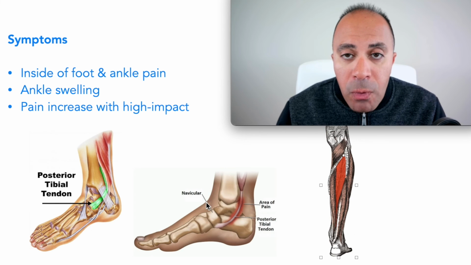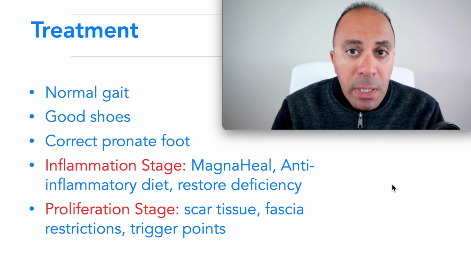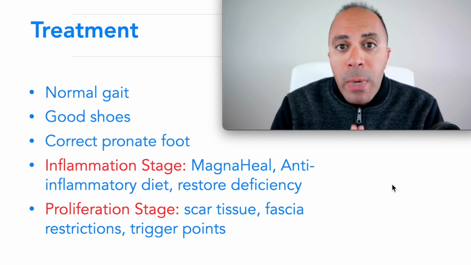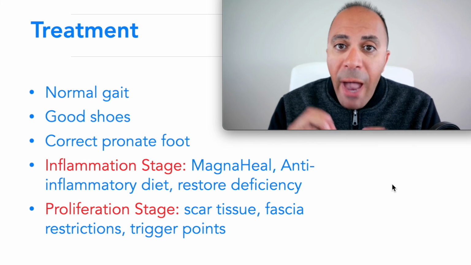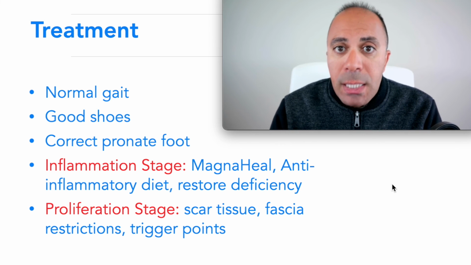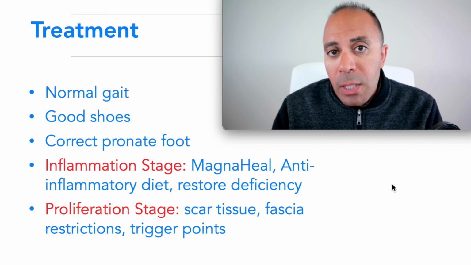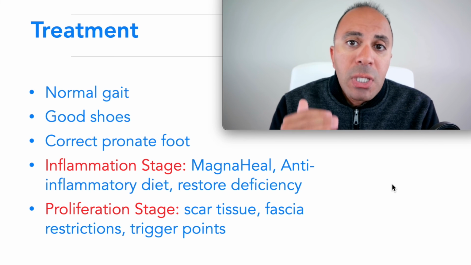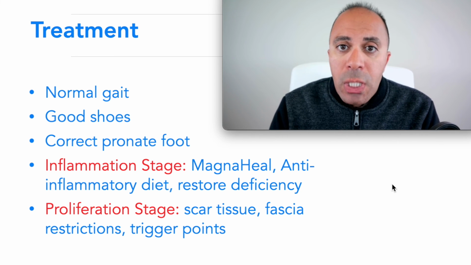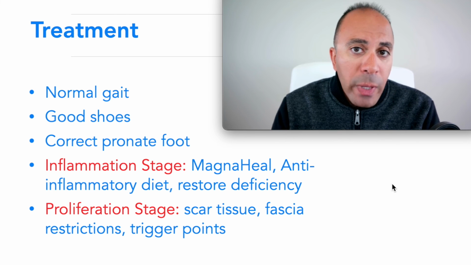So to sum it up, how to treat posterior tibial tendonitis: we need to break the vicious cycle of inflammation and proliferation. If you have a minor case of tendonitis, 5 days to a week of rest should be enough to get you back to normal. But if you have a chronic condition, with severe inflammation and a severe proliferation stage issue, you probably want to break that vicious cycle from both ends.